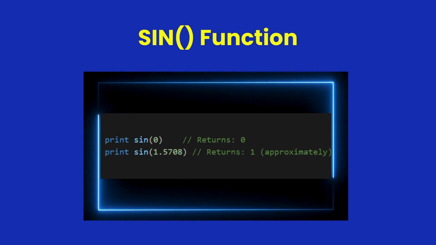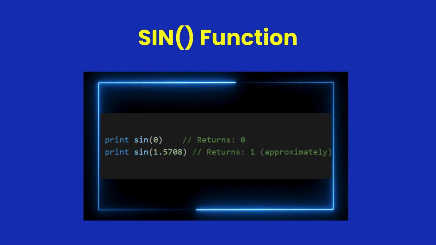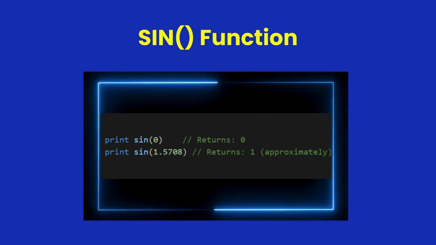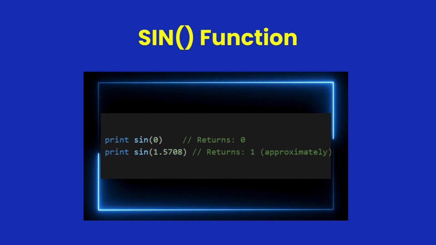The sine function returns the sine of an angle. Examples include: the sine function is used in trigonometry to find the sine of an angle given in radians.